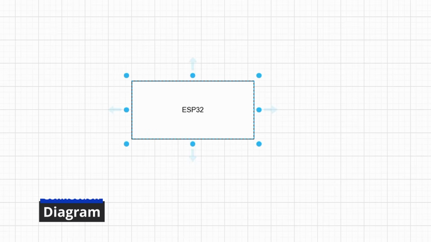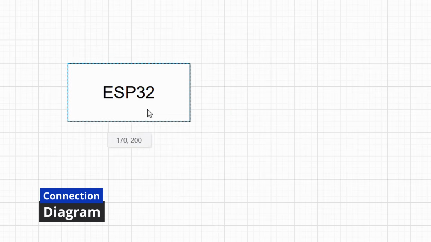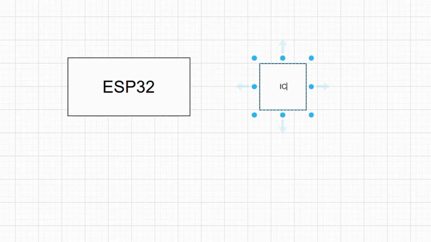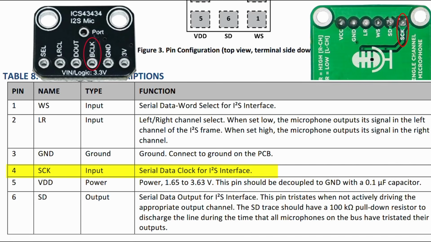The connection is pretty straightforward. You just need to remember which function each pin of the microphone is responsible for. Also keep in mind that different PCB modules sometimes use different naming conventions for the same pins.